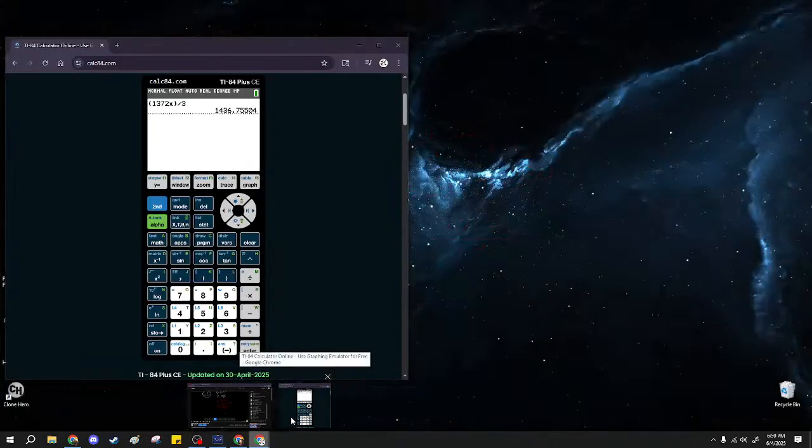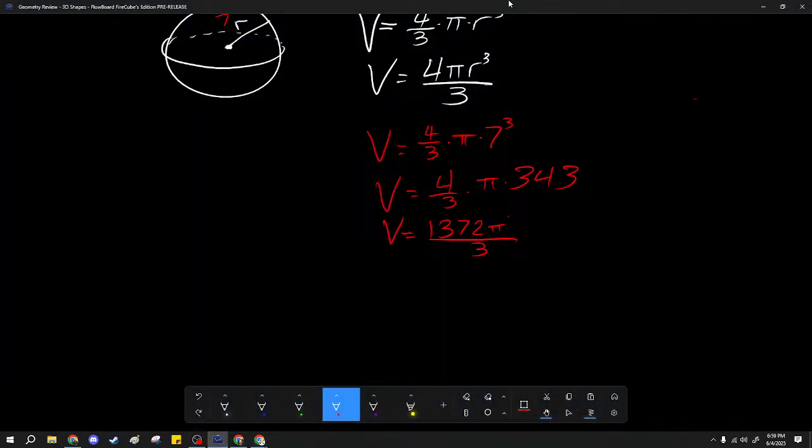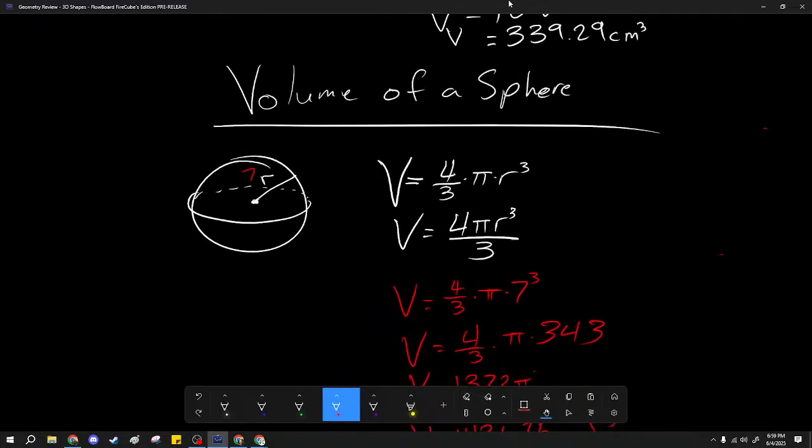Anyway, 1436.75 units cubed. Volume of a sphere is the easiest one. You just need to plug in the radius. Usually the radius is given to you. If it's not, they give you the diameter and you cut the diameter in half. There's not much else to it.